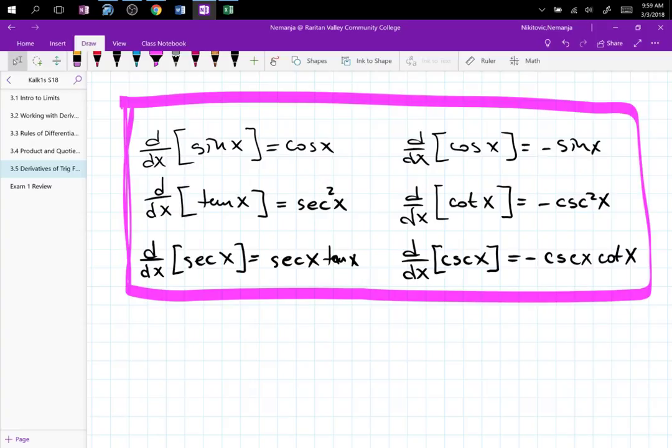Do you notice any kind of patterns? Aha! Starting with a co is negative. Good. Cosine, cotangent, cosecant. So all the co ones are negative. What else?